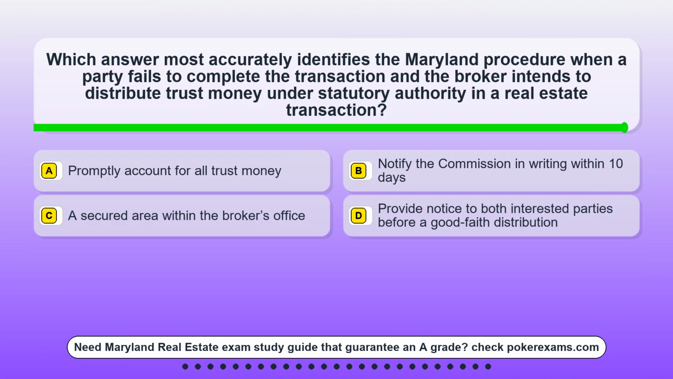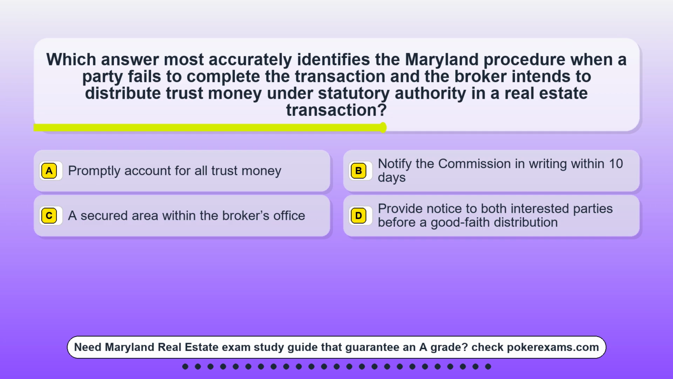Question 3. Which answer most accurately identifies the Maryland procedure when a party fails to complete the transaction and the broker intends to distribute trust money under statutory authority in a real estate transaction? Option A, promptly account for all trust money. Option B, notify the commission in writing within 10 days. Option C, a secured area within the broker's office. Option D, provide notice to both interested parties before a good-faith distribution.